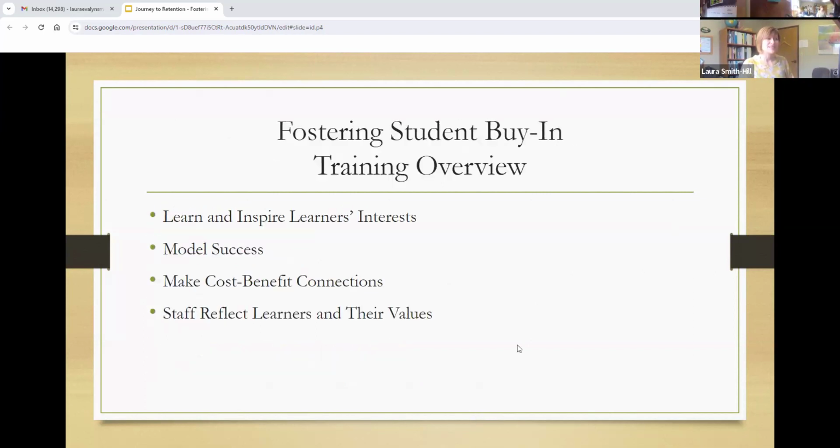Fostering student buy-in is the topic of our session today. And as an overview, we're going to talk about four components that are suggested by the research: learn and inspire our learners' interests, model success, make cost-benefit correlations, and have staff reflecting the learners and their values.